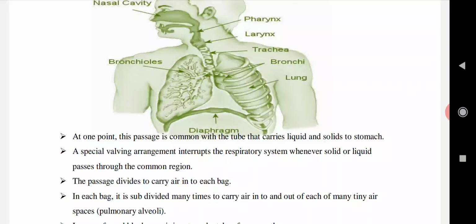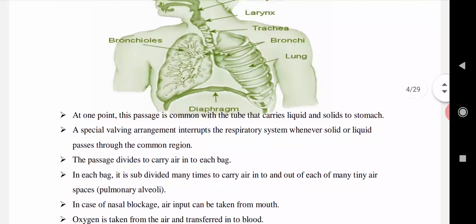At one point, this passage is common with the tube that carries liquid and solids to the stomach. But a special valving arrangement interrupts the respiratory system whenever solid or liquid passes through the common region. That is the main peculiarity of this region. And this passage divides to carry air into each bag, that is, into each of the two lungs.